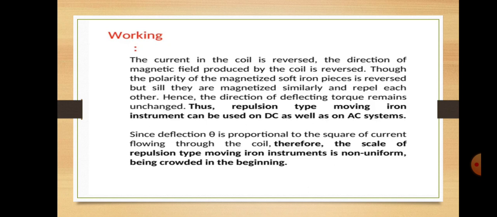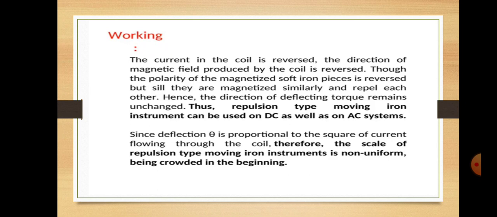Though the polarity of the magnetized soft iron pieces is reversed, they are still magnetized similarly and repel each other. Here the repulsion occurs between both the vanes. Hence the direction of deflecting torque remains unchanged. Thus the repulsion type moving iron instrument can be used on DC as well as on AC systems. As in PMMC we cannot use it on both systems, but MI instruments can be used on both DC as well as AC systems.